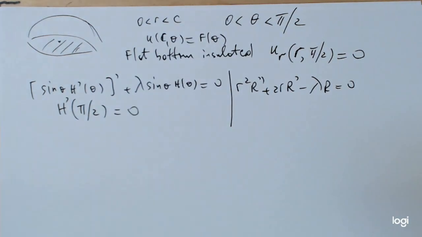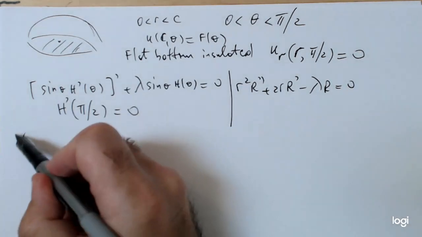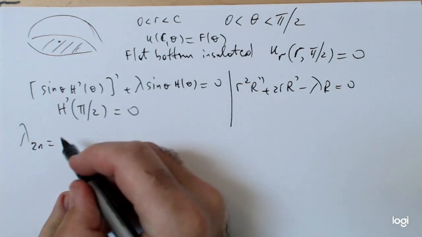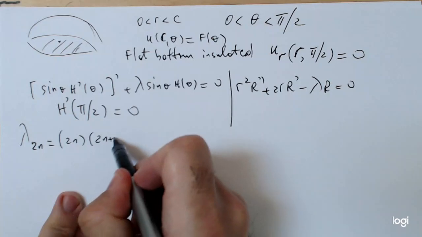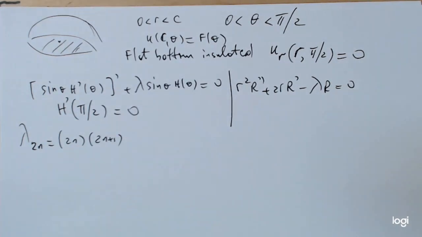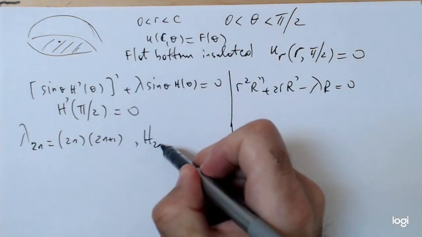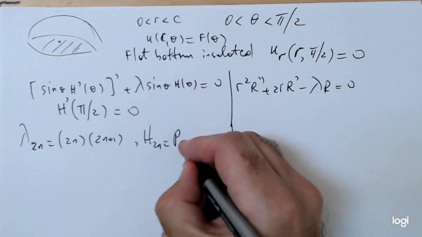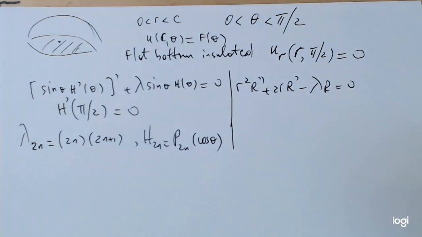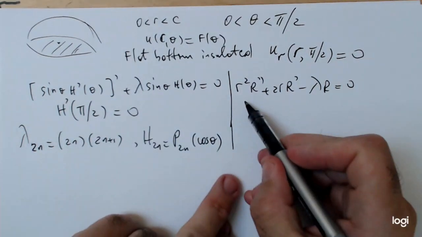And so now the eigenvalues are the even ones. So if you go back again to the handout on the Legendre polynomials, on the third page, that's part C of that formula. So if h prime of pi over 2 equals 0, then the eigenvalues, which you can call lambda 2n, are 2n times 2n plus 1. And the eigenfunctions will be the even Legendre polynomials evaluated at cosine of theta. That's the only difference.